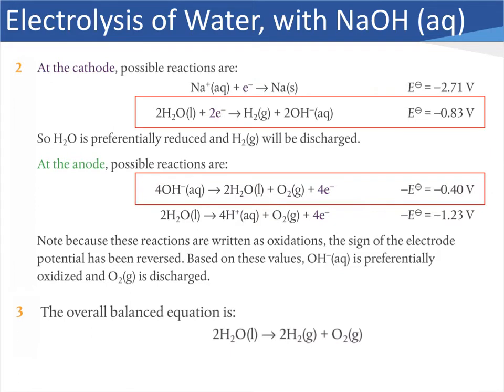So I have the two half reactions that would be favored selectively at each of the two electrodes. If I add those together, this is 2 electrons, this is 4 electrons, so I need to multiply this reaction by 2. And when I do so, I end up adding those together. I get 2 waters makes 2H2 plus O2 gas. I want you to notice the 2-to-1 ratio of hydrogen to oxygen. That's important.